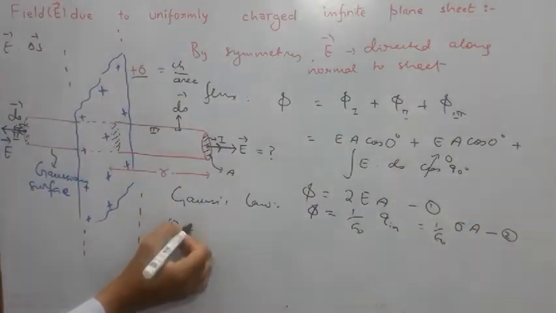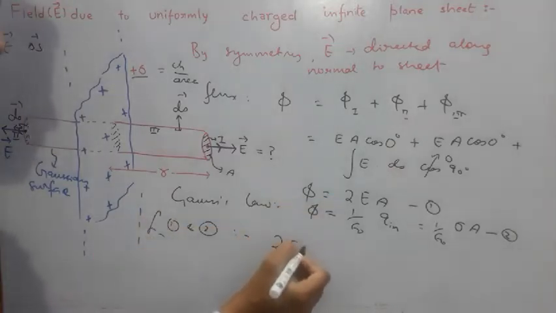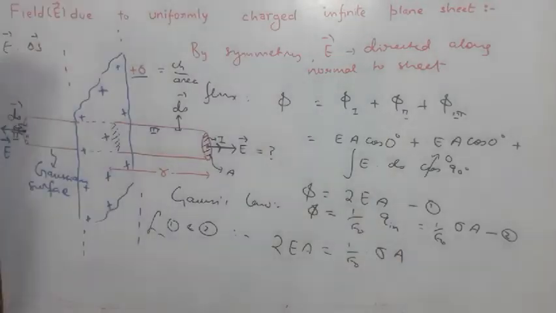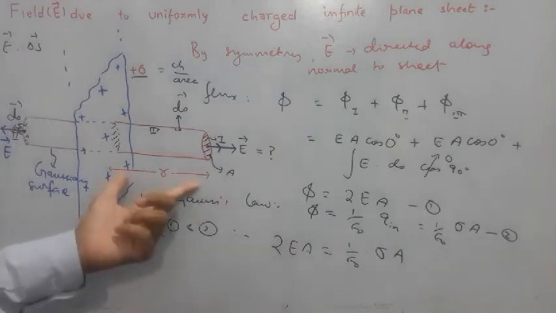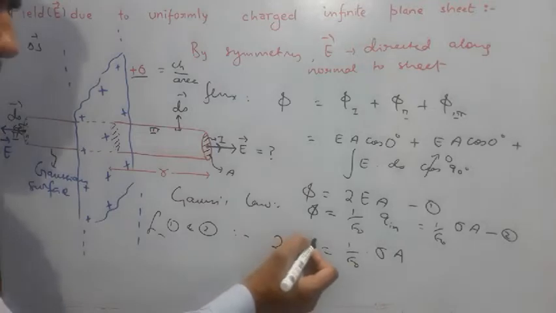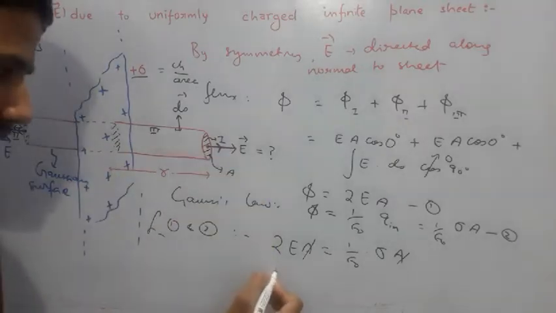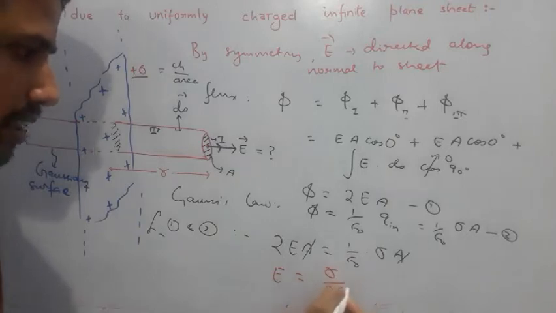So from 1 and 2, we will equate them. Twice EA is equal to 1 by epsilon naught times sigma times A. Now it's very interesting to see that in this expression there is no term containing R. That's very important. I'll come back to this point. So here you find that A will cancel, and therefore our final result for the electric field due to an infinite plane sheet will be this: E is equal to sigma upon 2 epsilon naught.